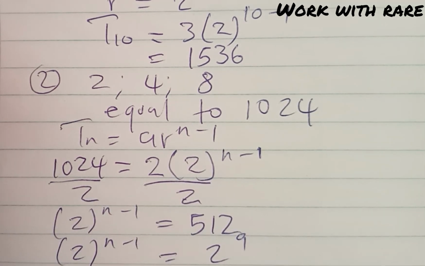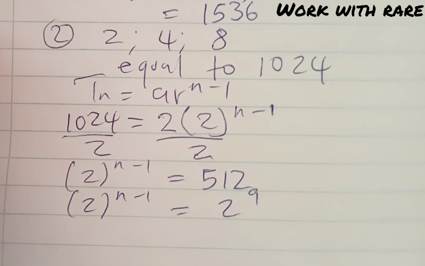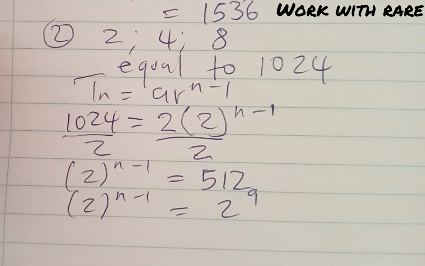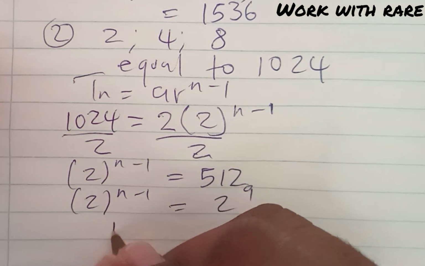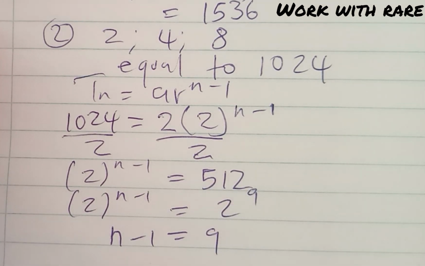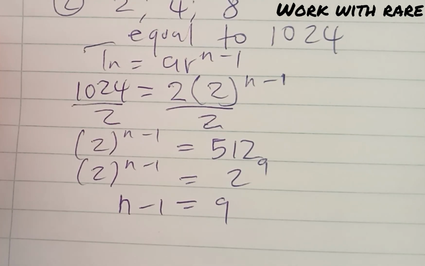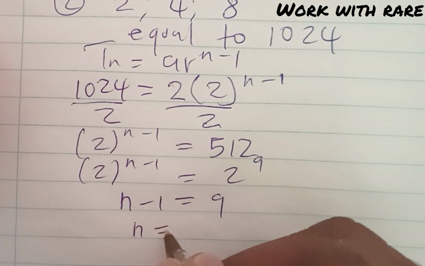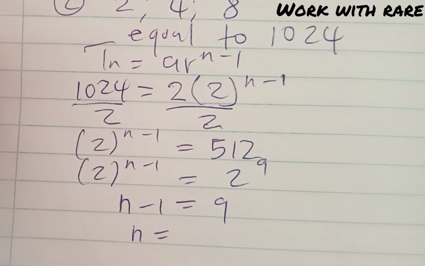Okay, now we have the same base. We are happy. Now it's time to drop the exponents because we have the same base. So we'll have n minus 1 is equals to 9. So when I take 1 to the opposite side, it will change the sign. So it will be 9 plus 1. And 9 plus 1 is 10. So our n is 10.